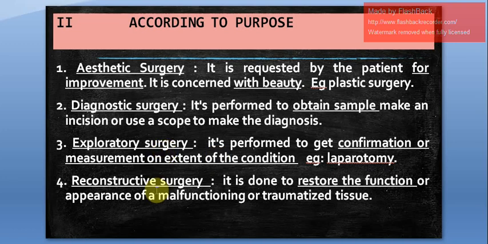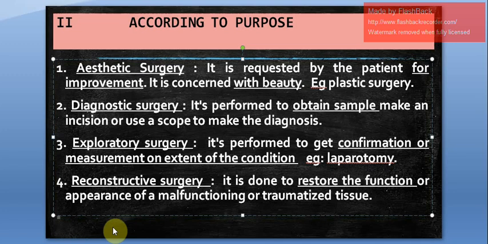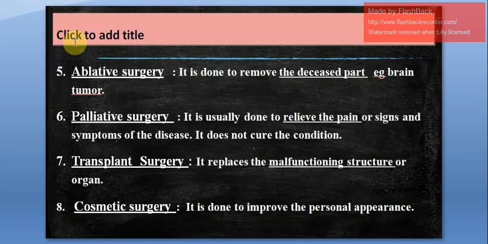Next one is reconstructive surgery. Now, reconstructive surgery is usually done to restore the function or appearance of any tissue. Suppose there was any trauma or accident to a tissue, and you want to restore its function. That time it is called a reconstructive surgery. Most of the time reconstructive surgeries are done after burns, like grafts and all we will perform.